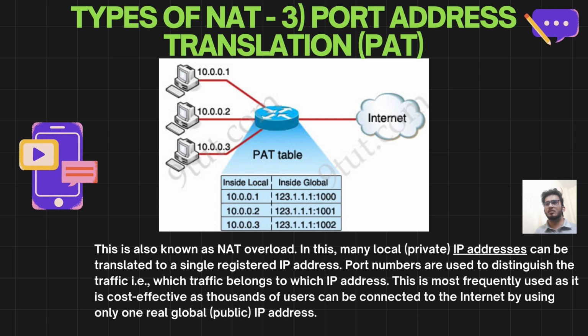PAT uses port numbers to keep track of different connections. Port numbers are like unique identifiers within a public IP address. They allow the router to know which device on the private network should receive the data coming back from the internet. This is super efficient and cost effective as it allows thousands of users to share a single public IP address.